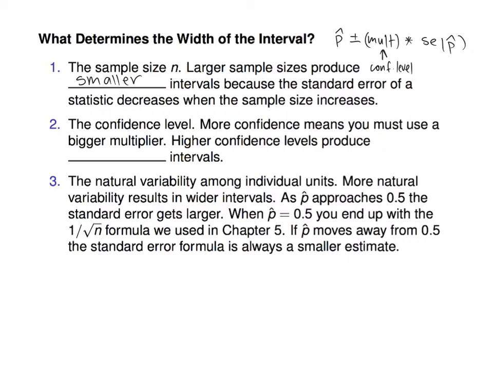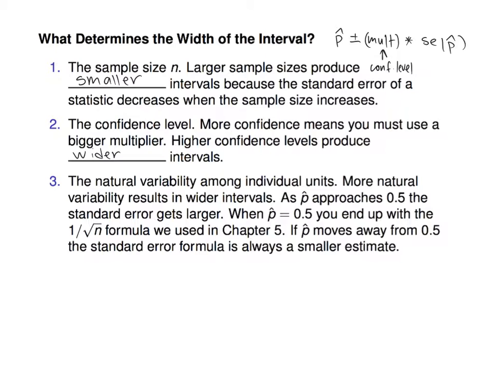Okay, the confidence level. More confidence means you must use a bigger multiplier. So higher confidence levels produce what kind of intervals? Wider intervals, relative to the same data and a lower confidence level. And the other thing that happens is the natural variability. As p hat approaches 0.5, the standard error gets larger. When p hat equals 0.5 exactly, you get this 1 over root n formula from chapter 5. If p hat moves away from 0.5, the standard error formula is always a smaller estimate. So this 1 over root n thing at 95% confidence is always an overestimate or exactly equal.